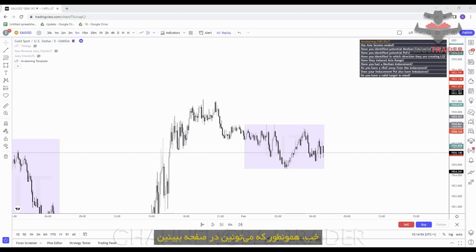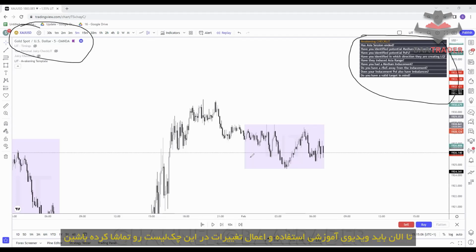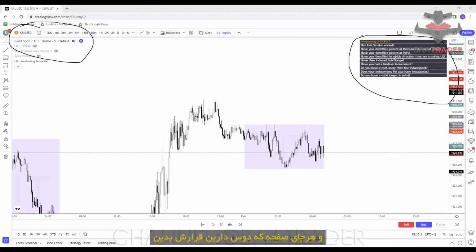So as you can see on the screen, we are trading gold over here. With that being said, we are using the awakening checklist. As you can see on the top right, you should have watched the tutorial at this point of how to use it, how to modify it however you like. Mine is in the top right. I just think it's personally the best place to put it, so it's kind of out of the way of charts. You can put it wherever you feel.